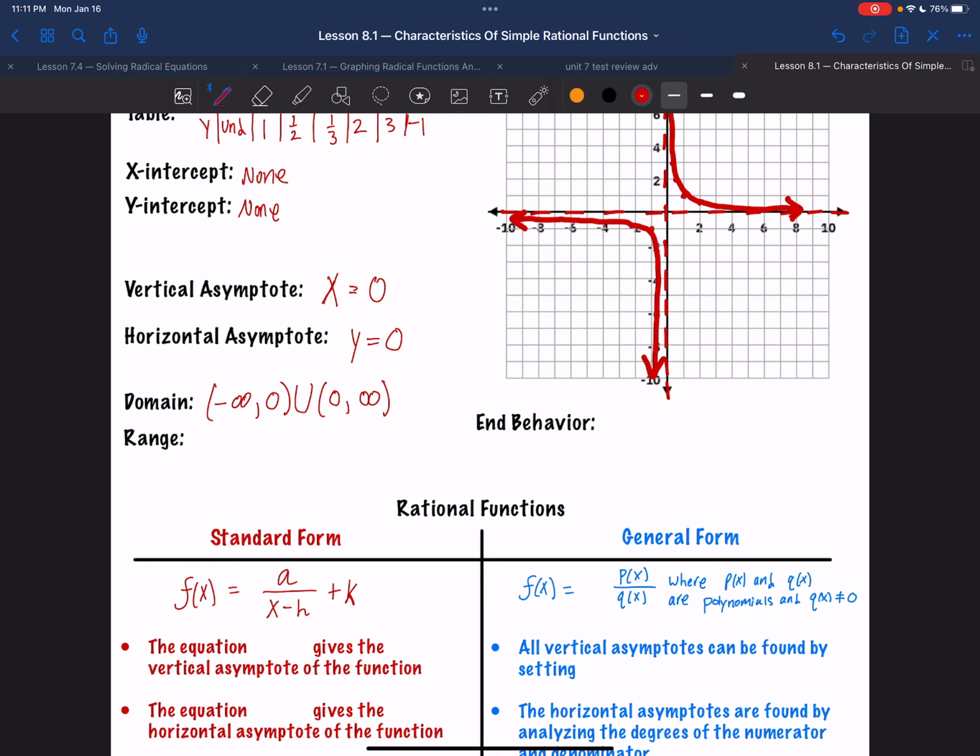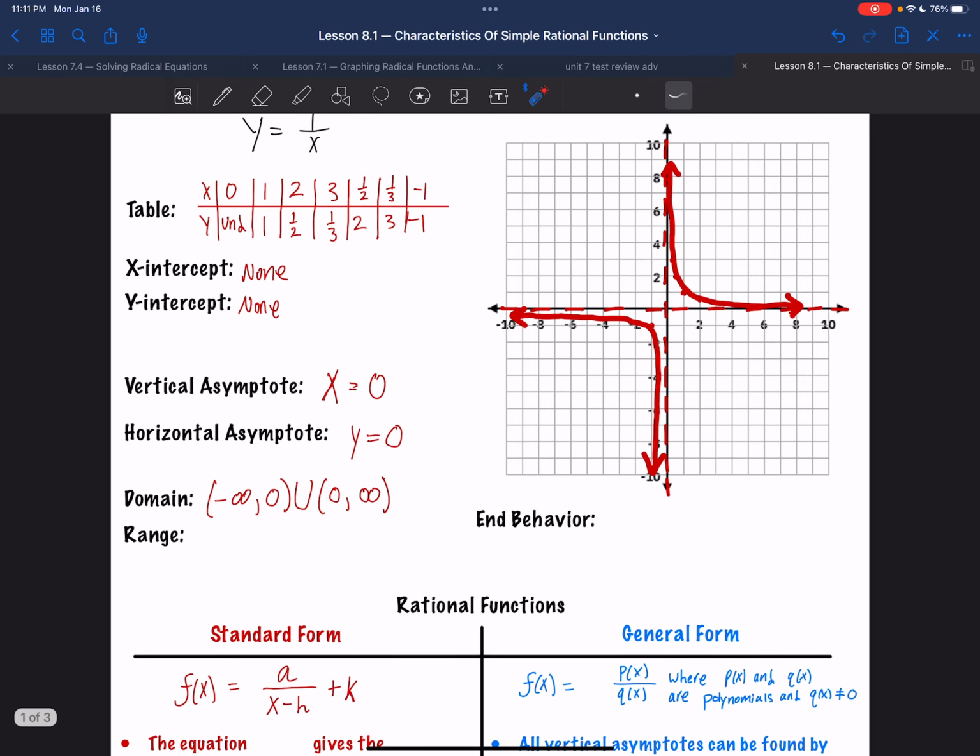The range is a similar idea. If you're looking up and down, it's everything, all real numbers, except y equals 0. So y equals 0 is excluded, which means the range is also negative infinity to 0, union 0 to infinity. They are both the same for the parent function. They won't always be the same. Depends on our shifts, but there you go.